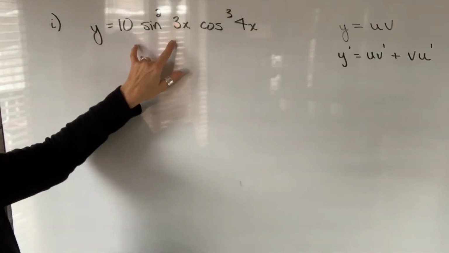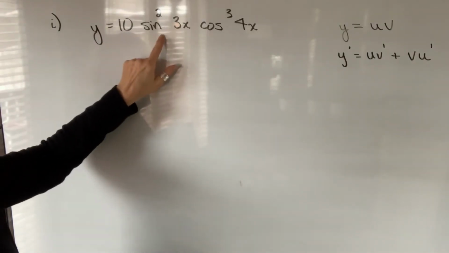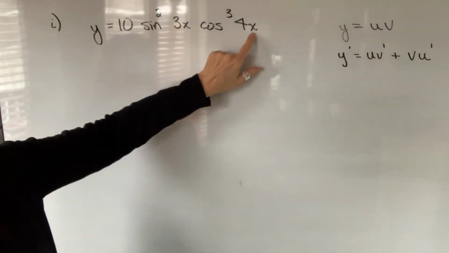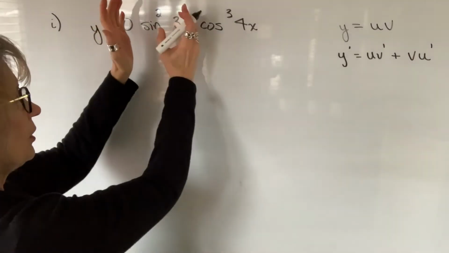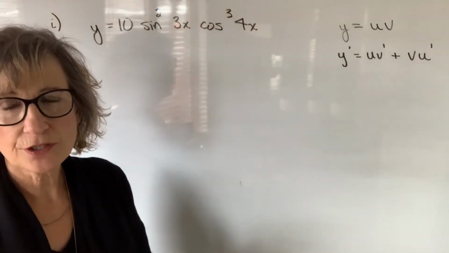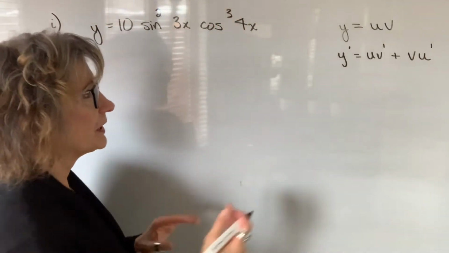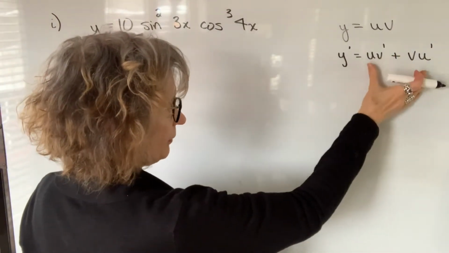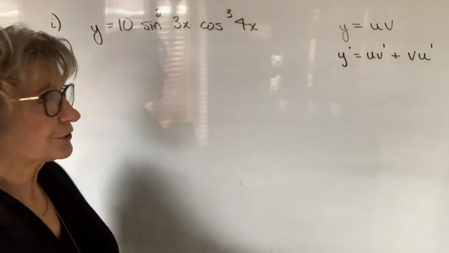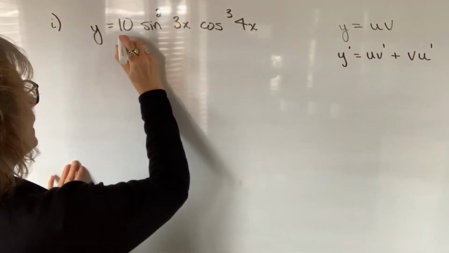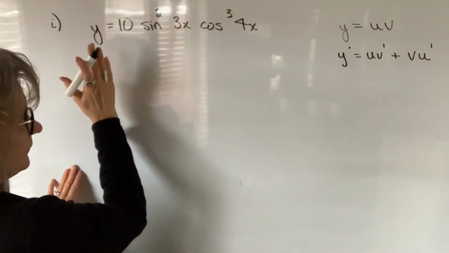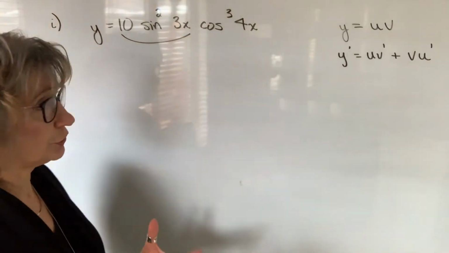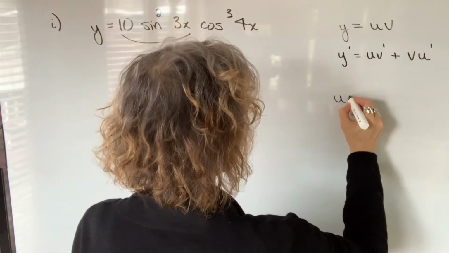So we have an example here of 10 times sine squared of 3x times cos cubed of 4x. So it's a product, and in each of the factors there's a power. So we're going to use our product rule first, and I wrote that at the side for you to refer to. I could leave the constant out front and not even include it in the product, or I can include it in my factor u. It doesn't matter, it'll be the same either way.